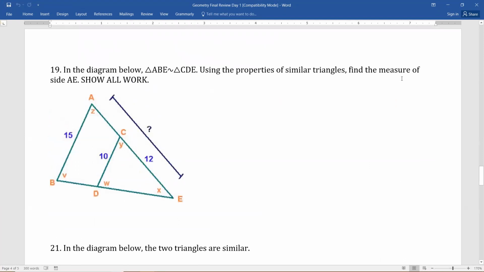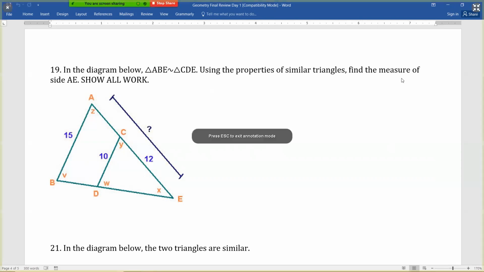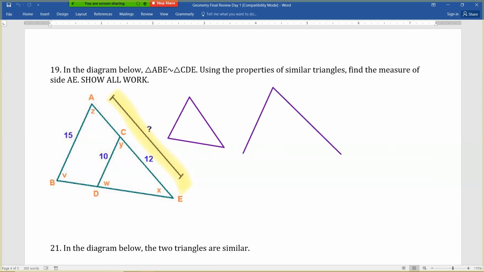Moving to question 19. In the diagram below, triangle ABE is similar to triangle CDE. Using the properties of similar triangles, find the measure of side AE, showing all of our work. So really, we're being asked to find this long distance right here from A to E. We're going to set up a proportion. I know when we did this a couple weeks ago, we made two separate triangles. So we're going to go ahead and do that again, just so we can see what's happening.